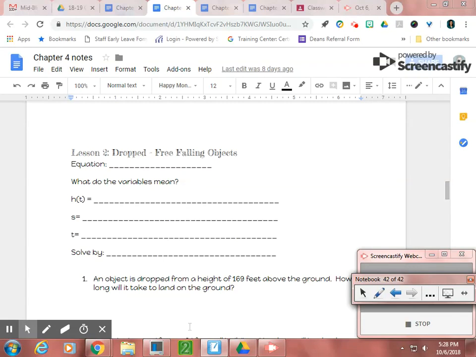The next major type of story problem with quadratics is free-falling objects. So first you want your equation to be this: h of t is equal to negative 16t squared plus s. Now let's go through what each of these things mean.